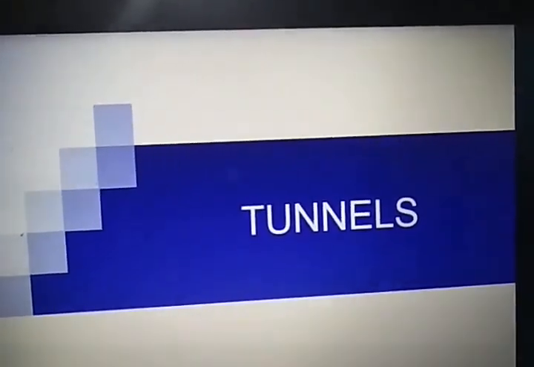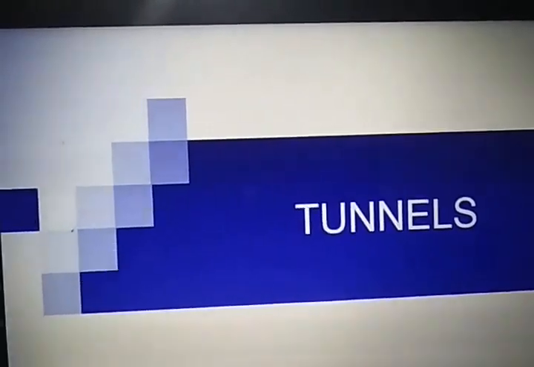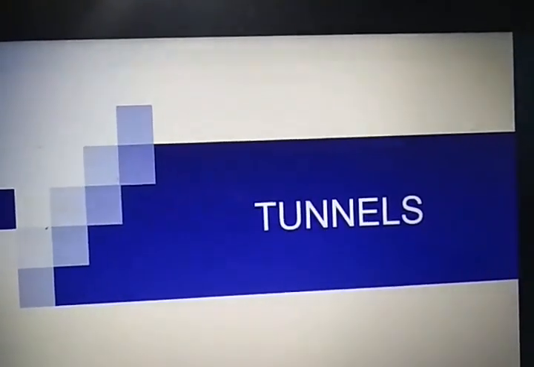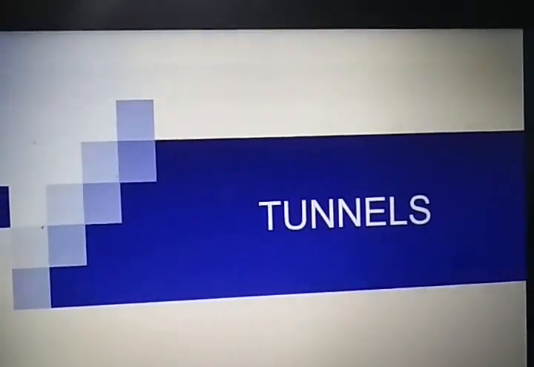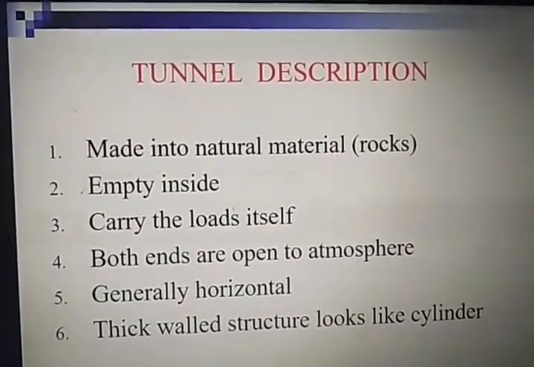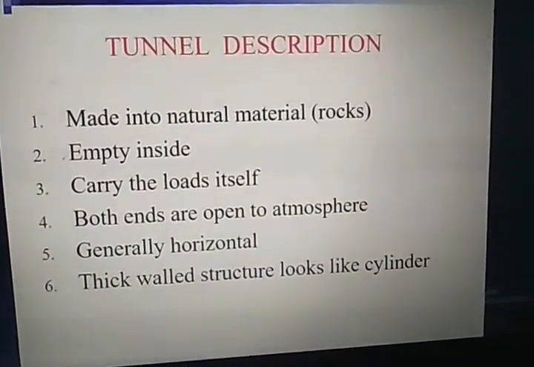Welcome all of you to my next video, which is called tunnels, the next point in unit number 5. First one, tunnel description.